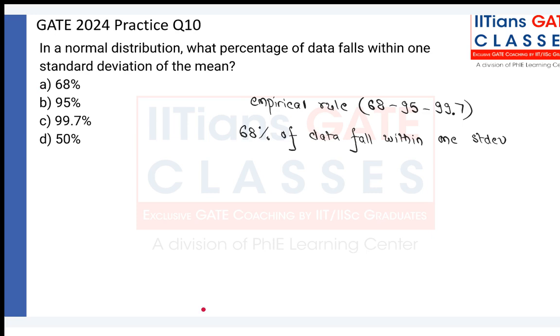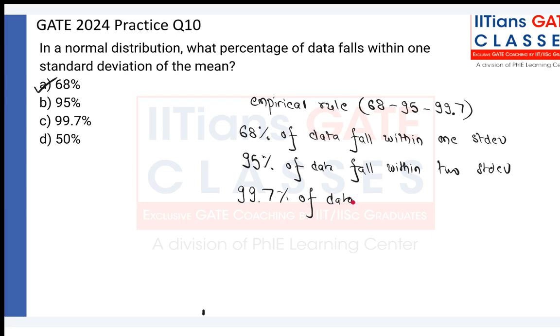But still, let's write the rule so that you have it in your notes. 95% of data falls within two standard deviations of the mean. 99.7% of data falls within three standard deviations of the mean. This is called the empirical rule. Okay, so the answer is 68%.